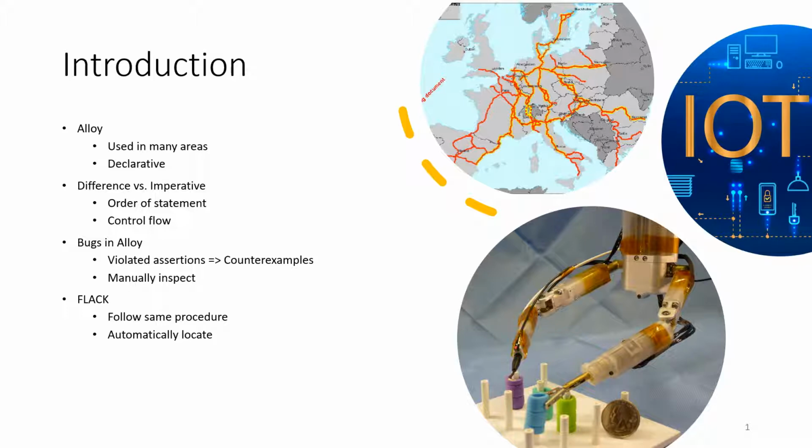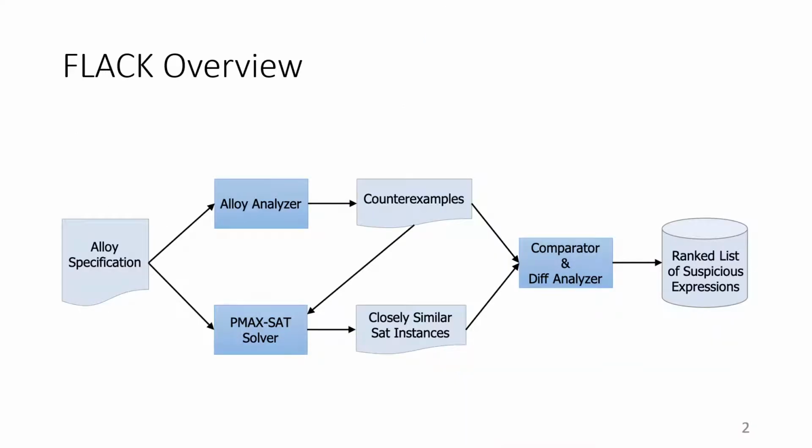FLACK follows the same procedure and tries to automatically locate these errors. Given an Alloy specification, FLACK first asks the Alloy Analyzer to produce counterexamples. FLACK would then use the PMAX-SAT solver to generate instances that satisfy the properties specified in the assertion and are most similar to the counterexamples. FLACK then compares those counterexamples and satisfying instances and finds the minimal differences between them. Finally, FLACK analyzes those differences to produce a ranked list of suspicious expressions.